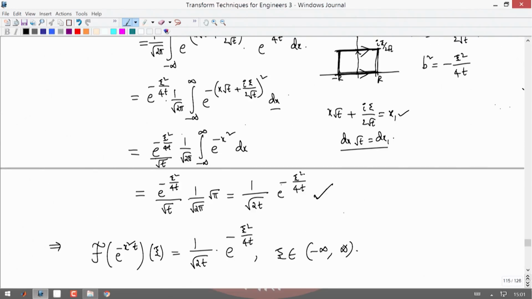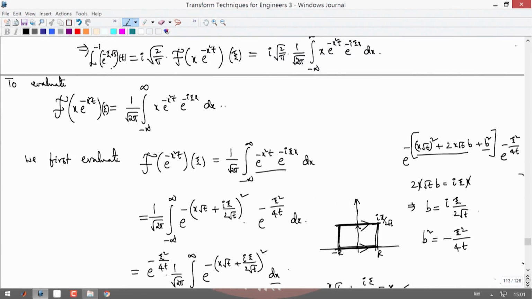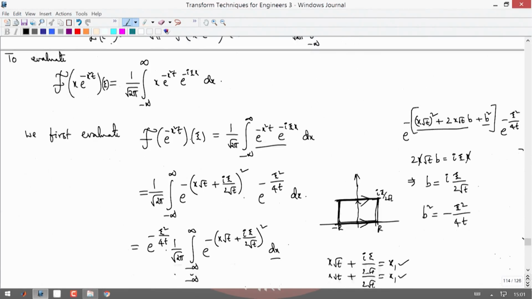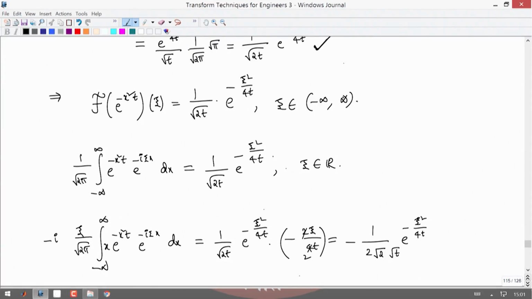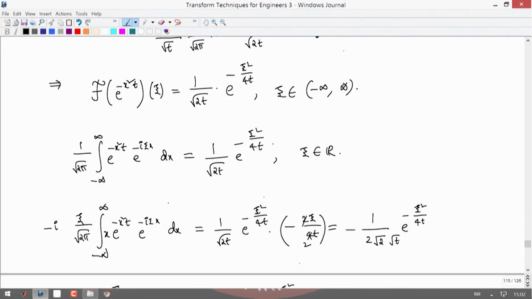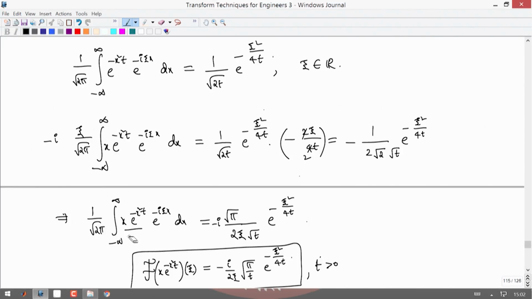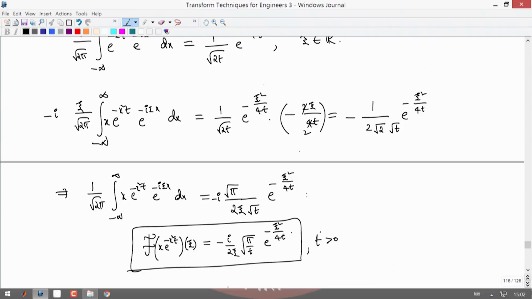To get this Fourier transform, we consider, without x, the Fourier transform of this, and we find that this is what we get. Now you differentiate with respect to xi both sides to see finally the Fourier transform of x into e power minus x square t. You end up getting this one.